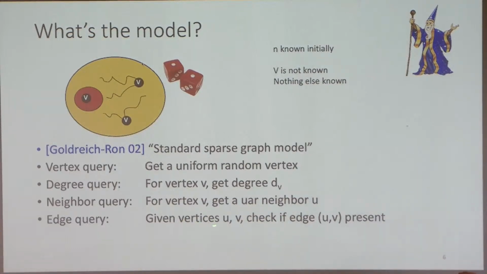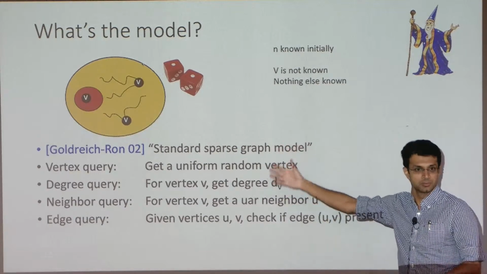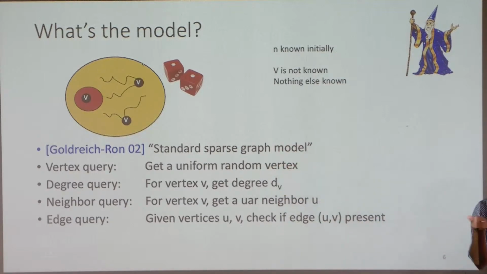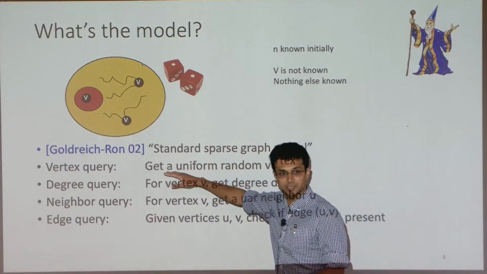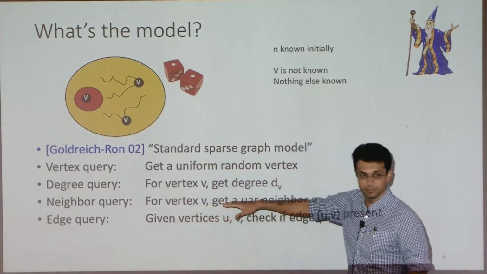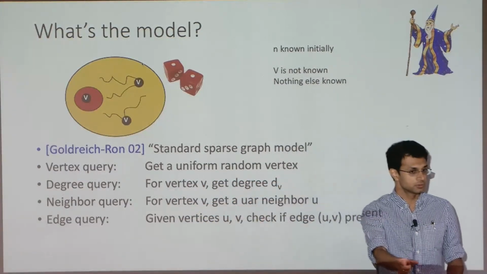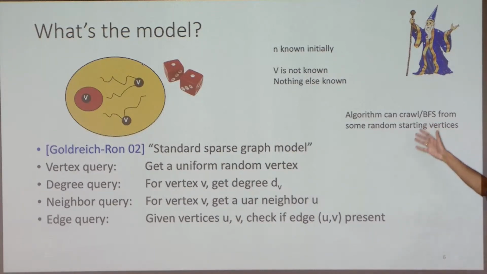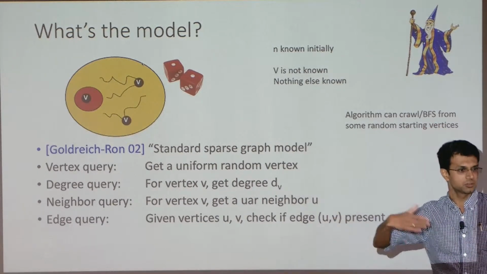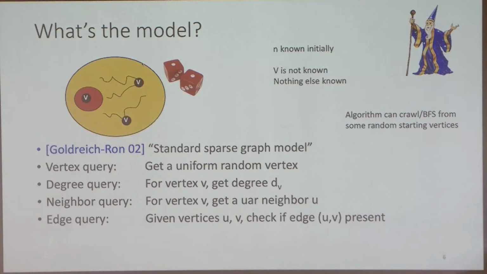And finally, you can ask, for any two vertices which you have queried through some previous queries, whether that edge is present. This is called an edge query. So these are the 4 queries with which we access the graph. Again, uniform random vertices, you get the degrees, you get random neighbors, and you can query for an edge. Algorithmically, it boils down to the algorithm being able to crawl, BFS, random walk from some starting random vertices. That's the power that the algorithm has.